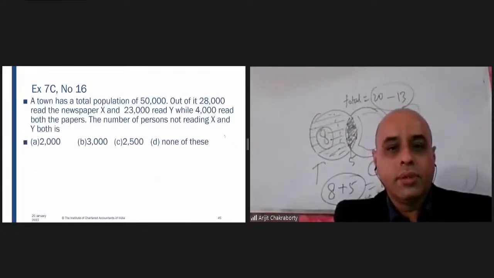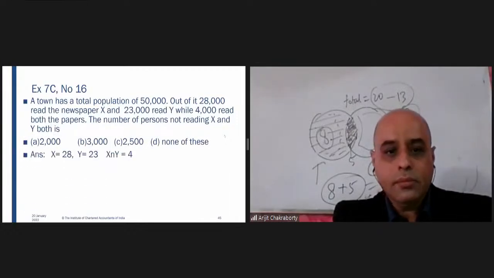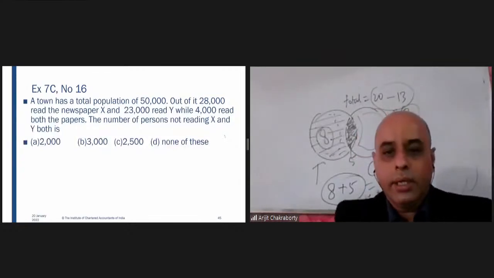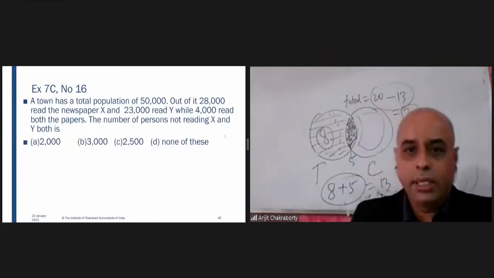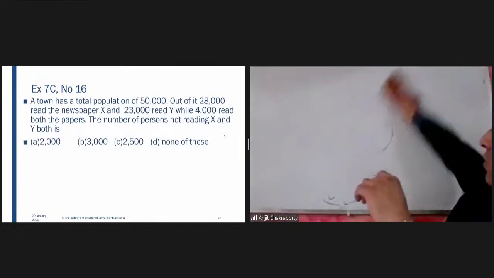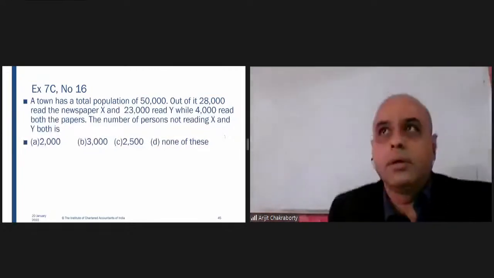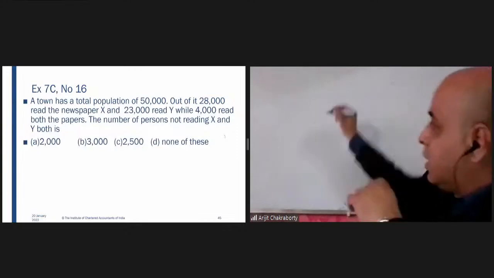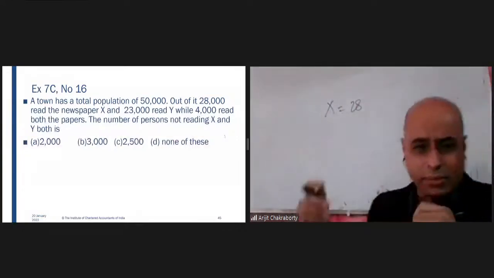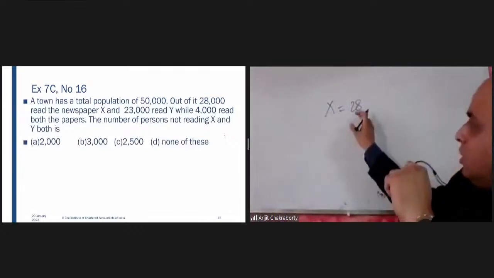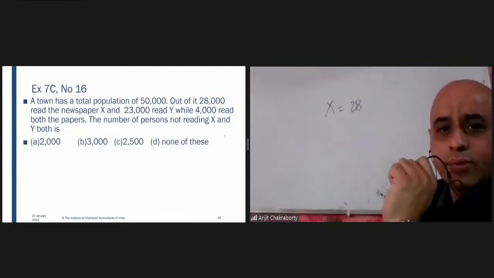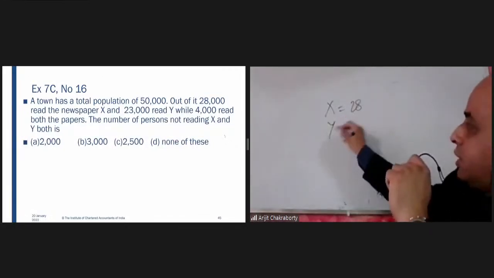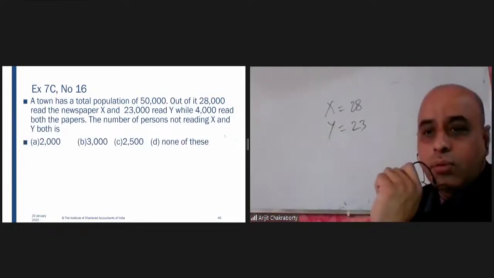And the last question, please note, is: a town has a population of 50,000. Out of them, 28,000 read newspaper X. So we are just trying to solve this question, and then we will wind up. So total population is 50,000, 28,000 read newspaper X. I'm writing it as 28 for ease of calculation, and 23,000 read Y, and 4,000 read both papers.